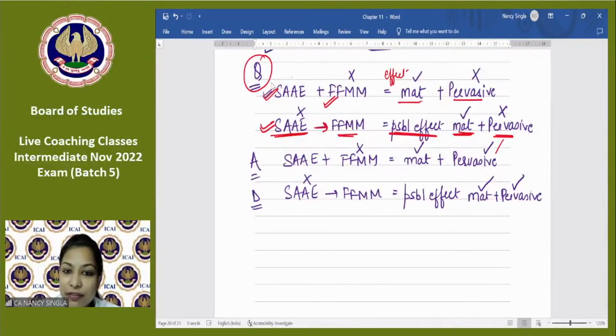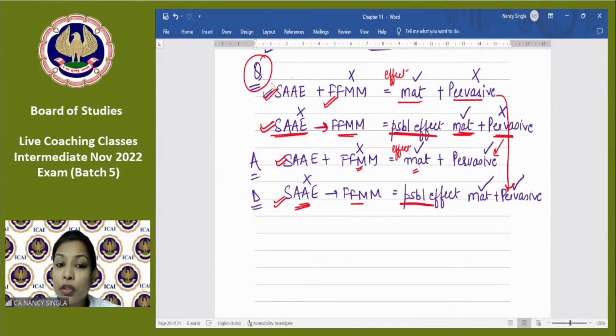And if you add pervasiveness to these two situations, where he obtains sufficient appropriate audit evidence that financial statements are not free from material misstatement and the effect is both material and pervasive, the auditor will give an adverse opinion. And where the auditor is unable to obtain sufficient appropriate audit evidence as to whether the financial statements as a whole are free from material misstatement or not, and he concludes that the possible effect is both material and pervasive, he'll disclaim the opinion, he'll give a disclaimer of opinion.